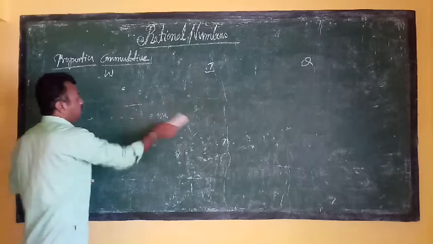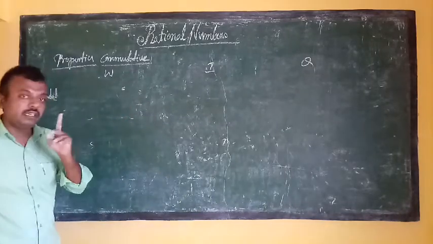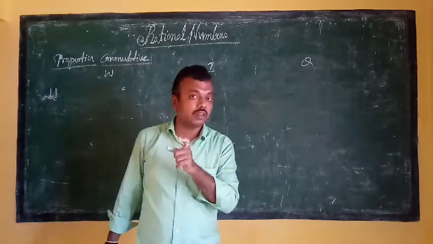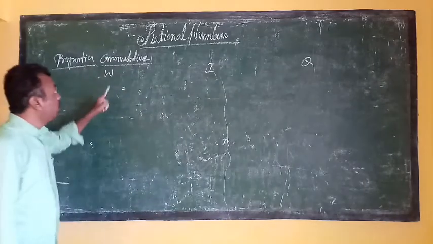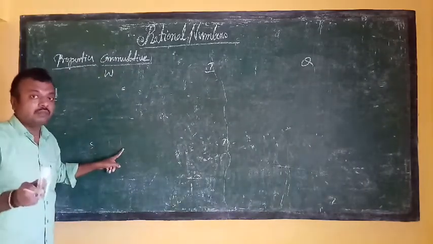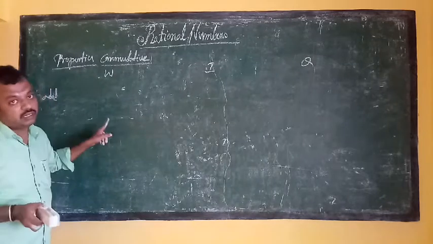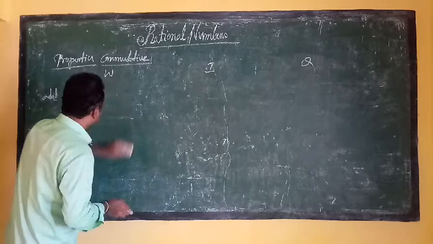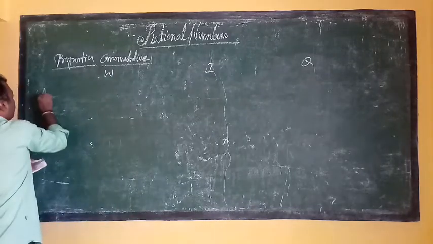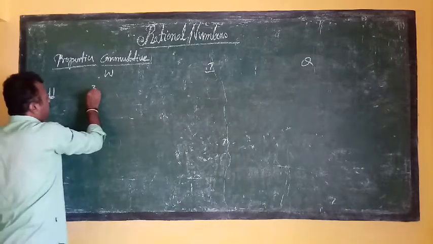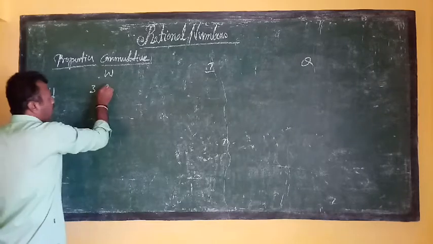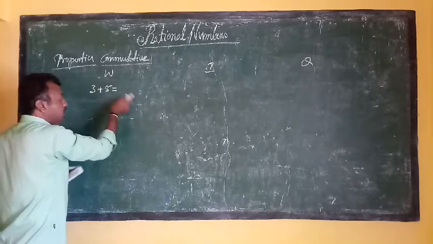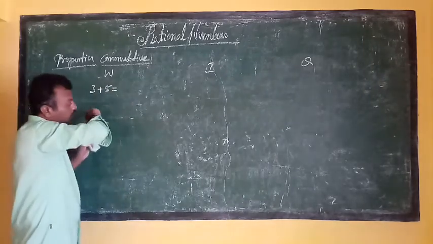So commutativity means you can take any whole numbers and add them in a different order, and the resultant number remains the same. Therefore the property is satisfied under the corresponding operation. For example, I will take whole numbers over addition. 3 is one whole number, 5 is another whole number. I will add 3 plus 5, and on the next side change the order.